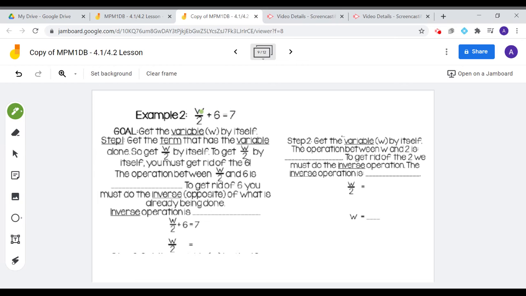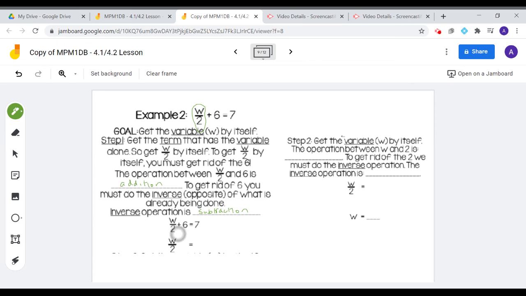One more example here. We have another two-step equation, two numbers on the same side as our variable. If I want to get the variable by itself, I need to start by getting the term with the variable by itself. So I need to get rid of this plus 6. The operation between w over 2 and 6 is addition. So to get rid of the 6, I have to do the inverse or opposite of what's being done. The inverse of addition is subtraction.